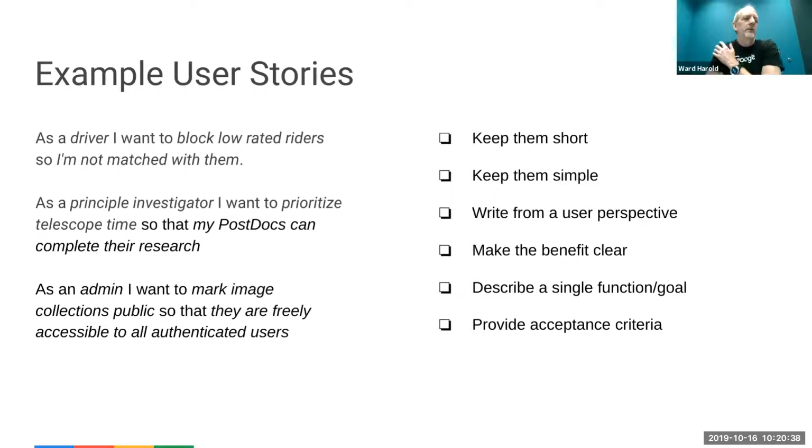The first one is, for software for perhaps a ride-sharing service, as a driver. So now the user is actually one of the drivers, or is actually a driver for this service. I want to block low-rated riders.